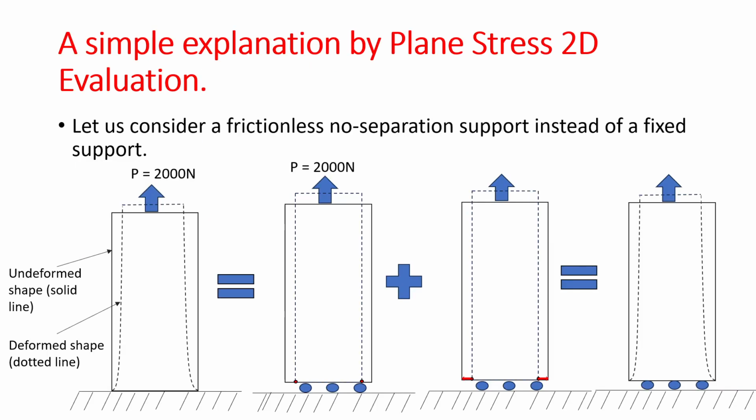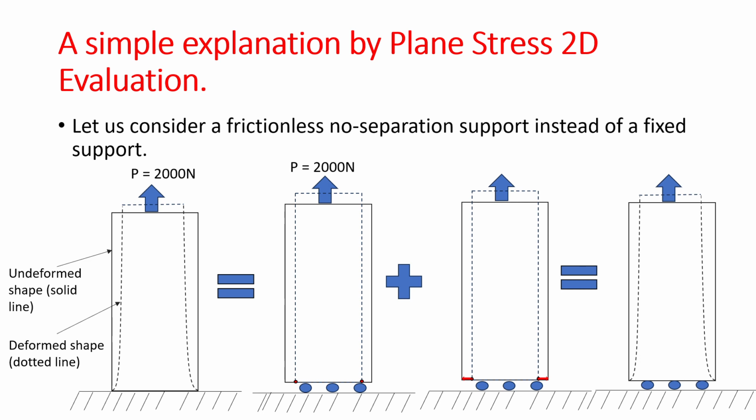So now the question arises, why does this singularity occur? In order to do that, I will take a simple plane stress 2D evaluation to show this. Now, on the leftmost, we have the loading diagram, and it shows both the deformed and the undeformed shape. Sorry, the undeformed shape is shown by solid lines, and the deformed shape is shown by the dotted lines.